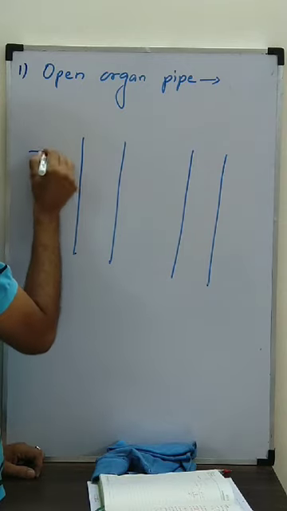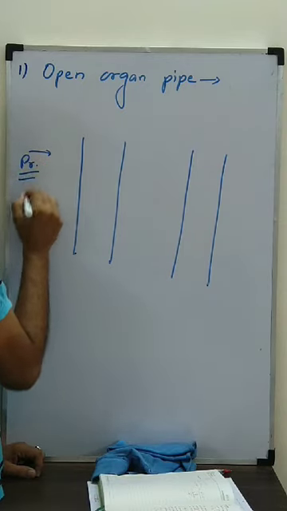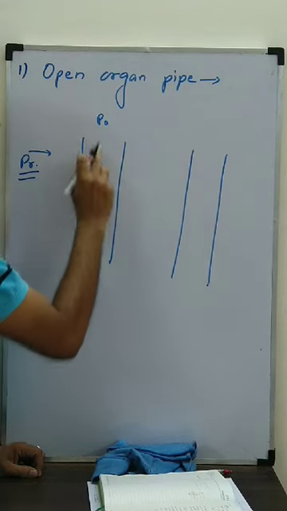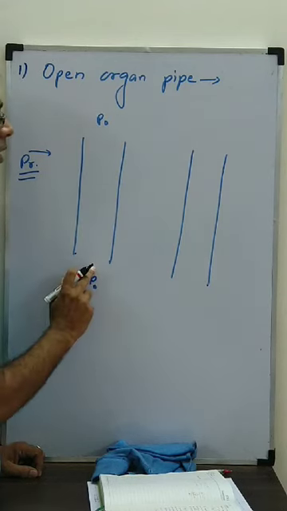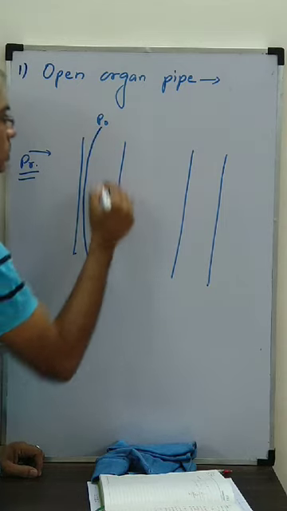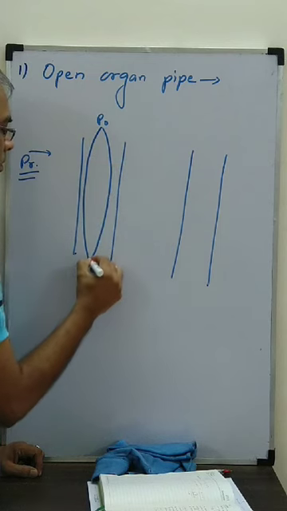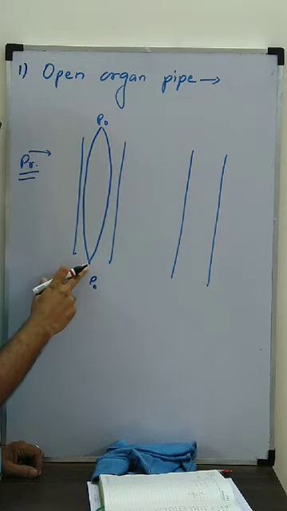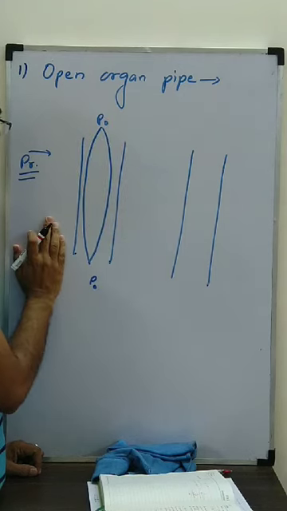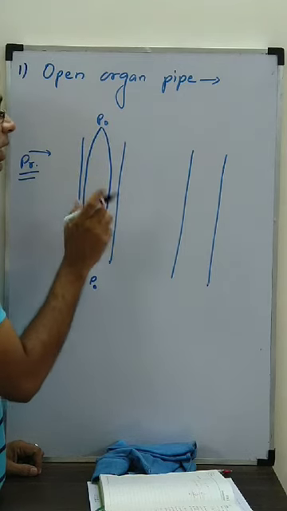So first I am showing you in pressure. This is pressure. So what we said, here pressure is P0, here pressure is P0. So here is a node, here is a node. First one I am making with one loop. This is a pressure node, this is a pressure node, and here is a pressure antinode. This is a single loop.